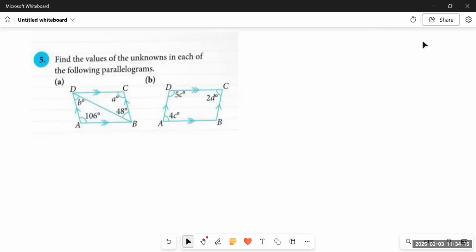Okay, now let's talk about question number 5. In this question, we are provided with a parallelogram. There is a slight difference between a rhombus and a parallelogram. The difference is the same as the difference between a square and a rectangle. The difference between a square and a rectangle is that all four sides of a square are equal to each other, whereas in a rectangle, only opposite sides are equal to each other. Same with a rhombus and a parallelogram: all four sides in a rhombus are equal to each other, but not in a parallelogram.